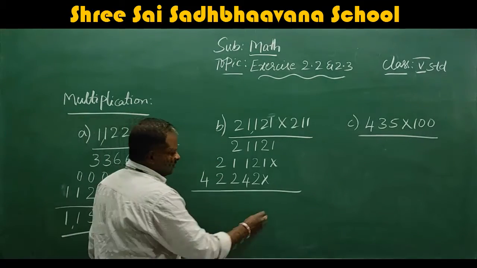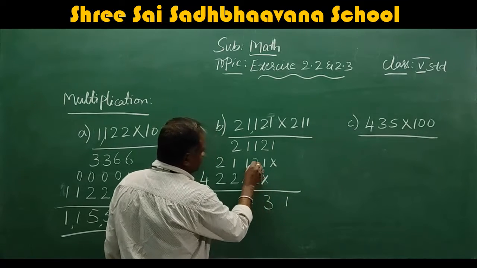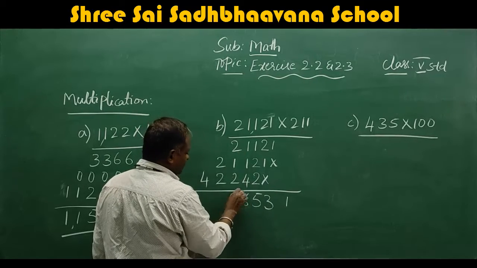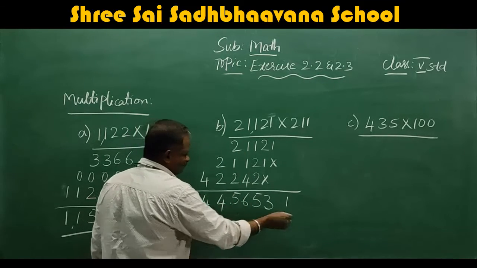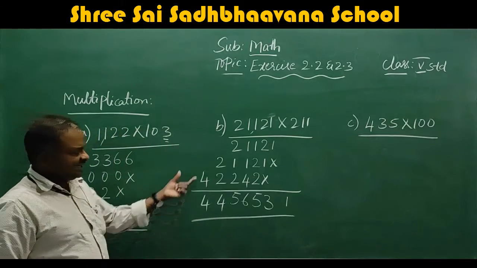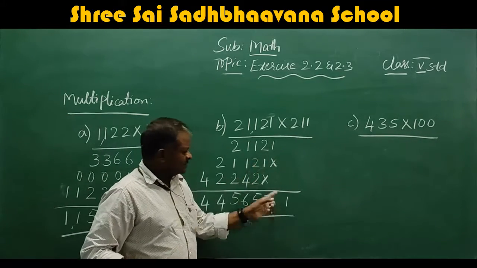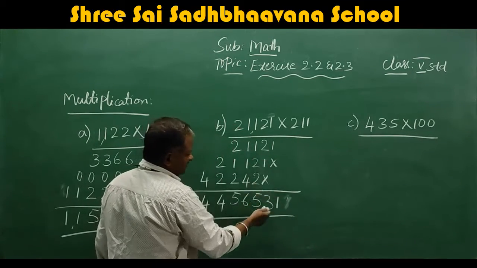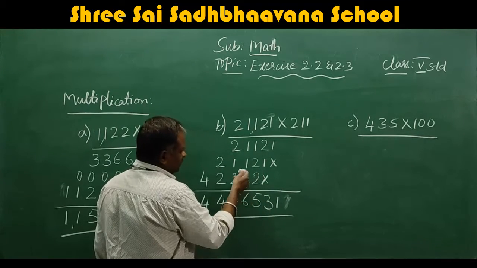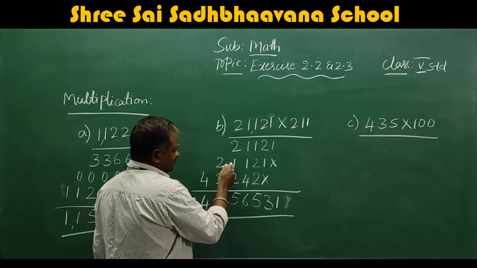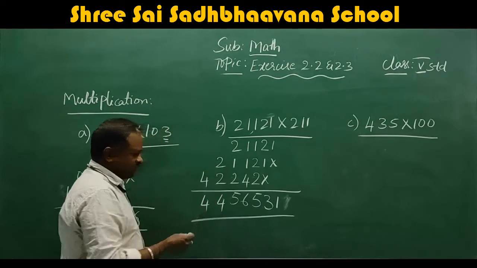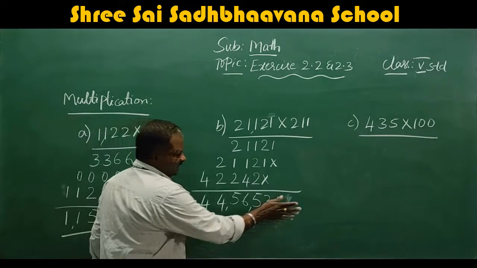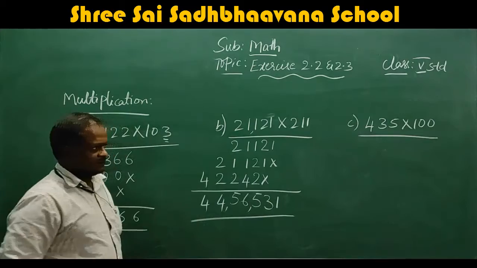So what will we get as the answer? 1, 3, 2 plus 2 is 4, plus 1 is 5, 4 plus 2 is 6, 4 plus 1 is 5, 4, 4. So this is the answer. What I have done is just added 1. Okay, if it is more distance, I will write here. So 1, 2 plus 1 is 3, 2 plus 2 is 4 plus 1 is 5, 4, 5, 6, 2 plus 1 is 3 plus 2 is 5, 2 plus 2 is 4, 4 as it is. So the answer is 44,56,531.